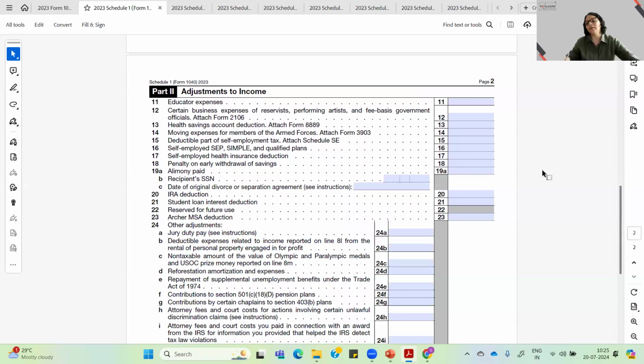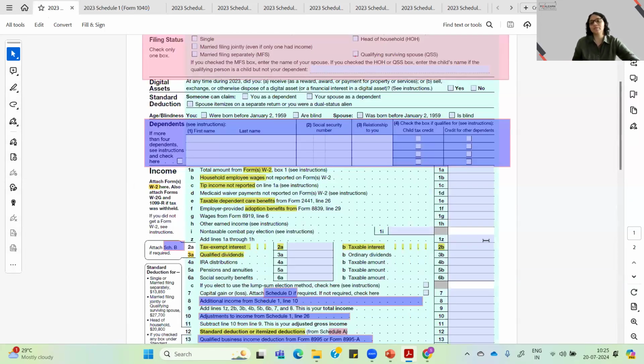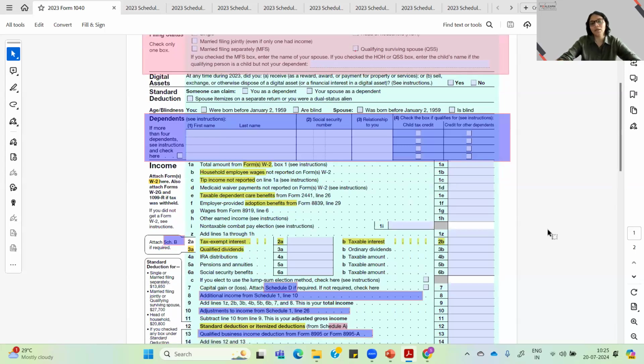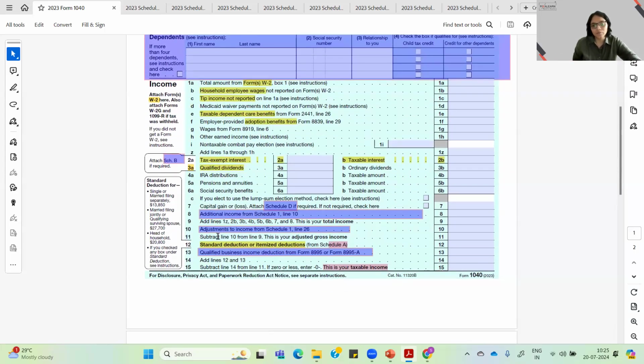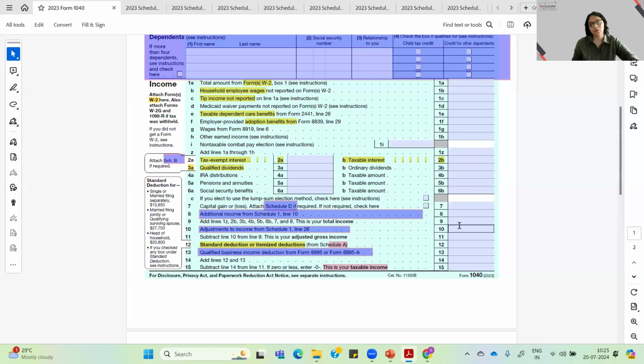We do all of that, and then the total of adjustments that we have is carried forward in Form 1040, if you remember, right? So we have taken all of this, and from here we're going to get the deductions, which is going to come from Schedule 1, line 26. So this is Schedule 1. From line 26, this money would go in and be a part of your adjustments, right?